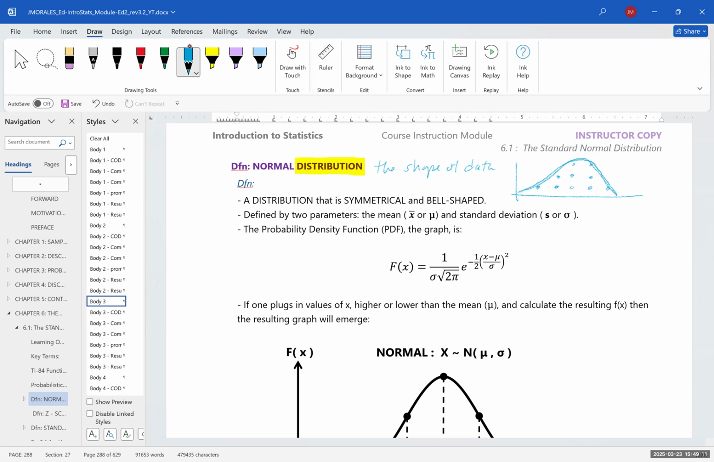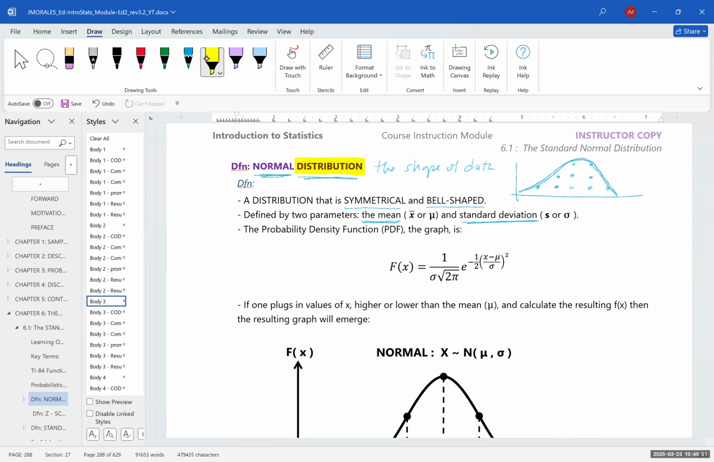So the distribution is a little bit of a visual description of the form that the data itself takes. So what do we mean when we talk about a distribution, and specifically, what is a normal distribution? Well, a normal distribution is a distribution that is symmetrical and bell-shaped. A normal distribution is defined by two parameters, the mean and the standard deviation.